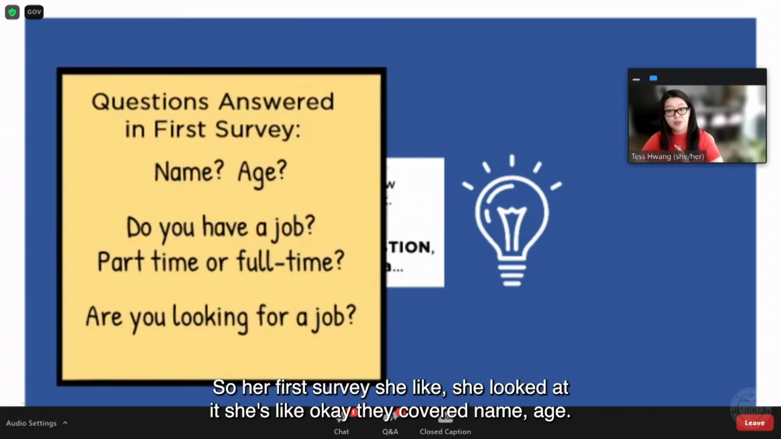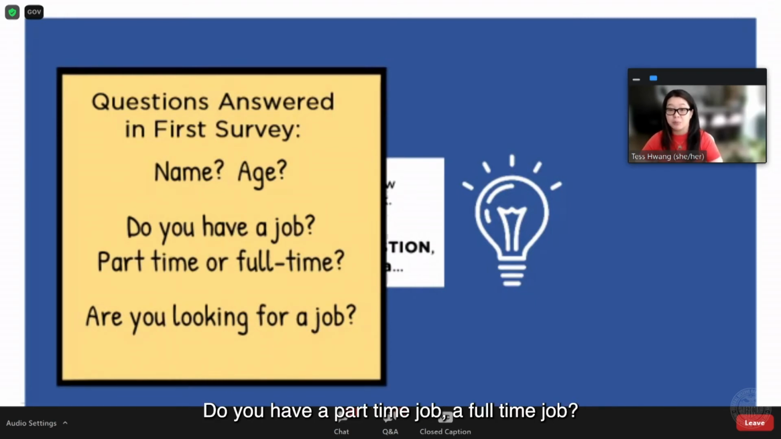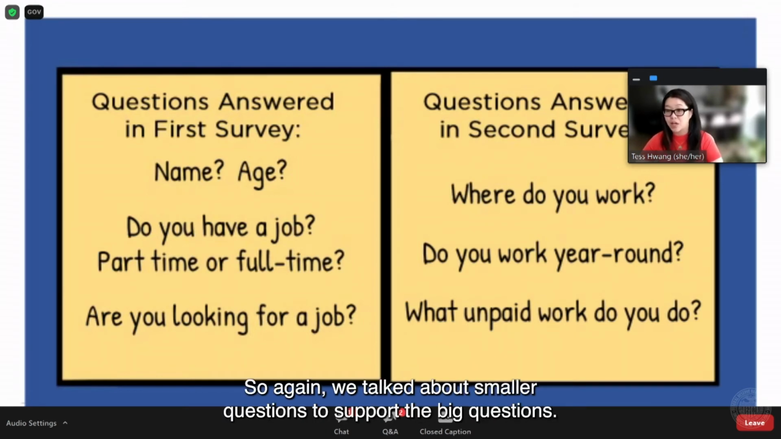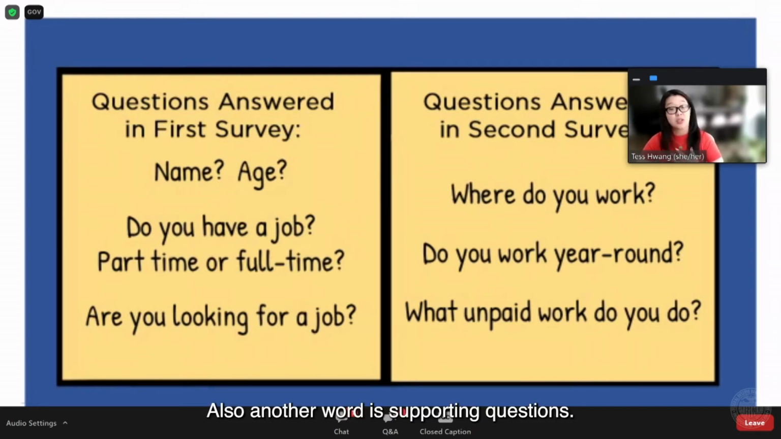So her first survey, she looked at it, and said, okay, they covered name, age, do you have a part-time job, full-time job, are you looking for a job? If you click again, Monique, she was able to get her hands on a second survey where they were asking a different set of questions. So again, we talked about smaller questions to support the big questions. Also another word is supporting questions. Where do you work? Do you work year-round? And what unpaid work do you do?